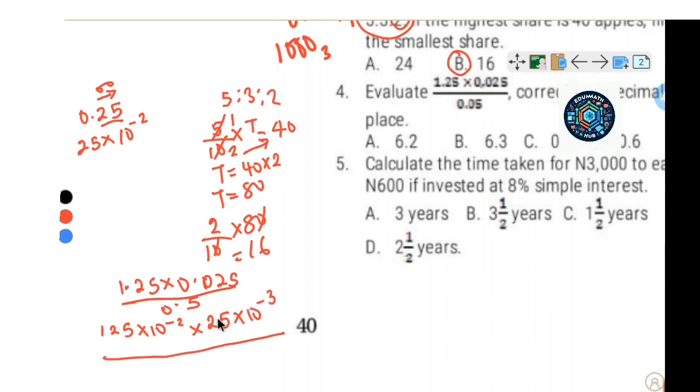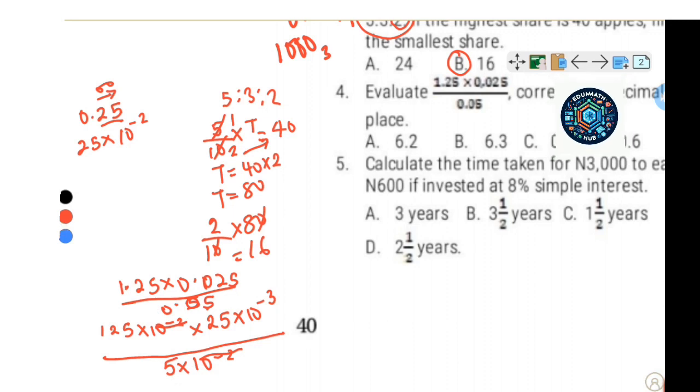Then you are dividing by 5 here. So 5, you have 0.05. Sorry, the question is 0.05. So 0.05, you have 5 times, there are 2 numbers here, that will be 10 to the power minus 2. So these two are similar, these two can cut out. So what you're going to have left is 125 times 25 divided by 5.